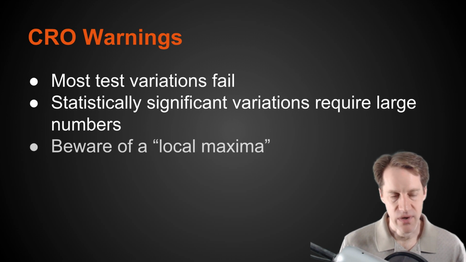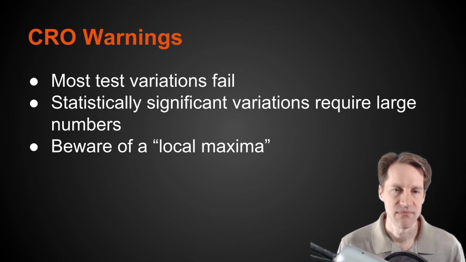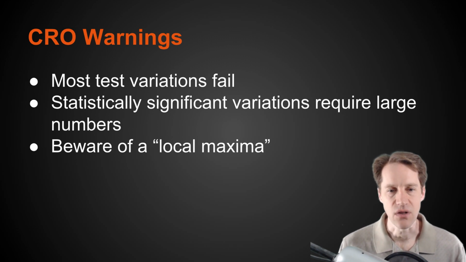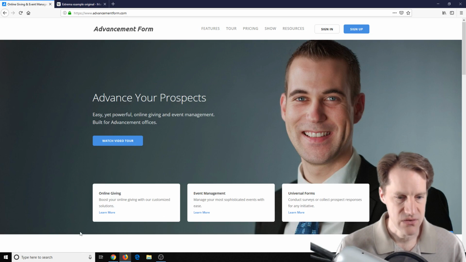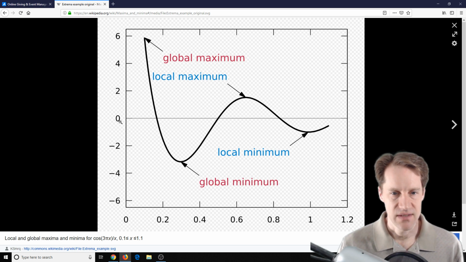Now, the other thing you want to consider as you're looking at this and you're making incremental tweaks, improving your conversion rate, is you want to be aware of a mathematical concept called a local maxima. So what is that? This is an example of it. Now, this is a mathematical chart from Wikipedia, but let's assume this is 0 as opposed to right here.